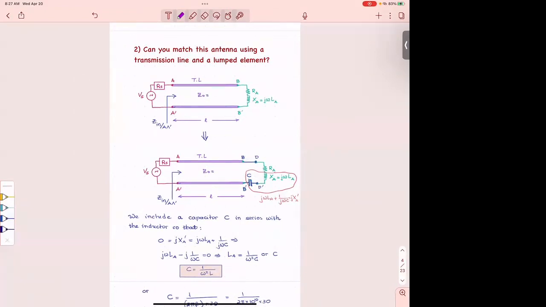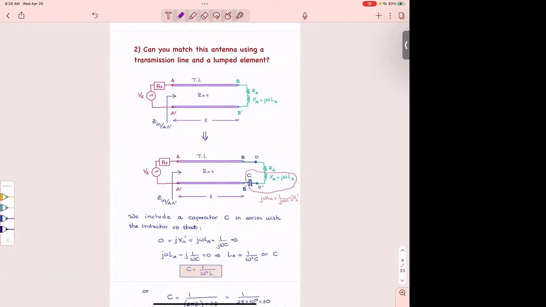So the second question says the following: can you match this antenna using a transmission line and a lumped element? Let's think about it. So I put down what I have clearly, all right? That's why it is important to know what you have. And now I say, okay, I just said before that if I make at some point this one real only, then I could immediately use a section of line, quarter wavelength transformer. But this is complex. So how can I make it real? What kind of element can I use next to it to make it real?